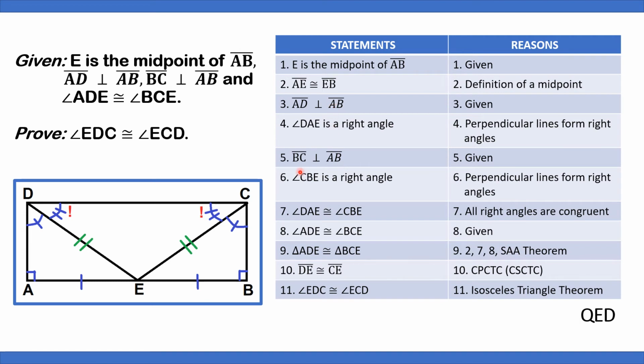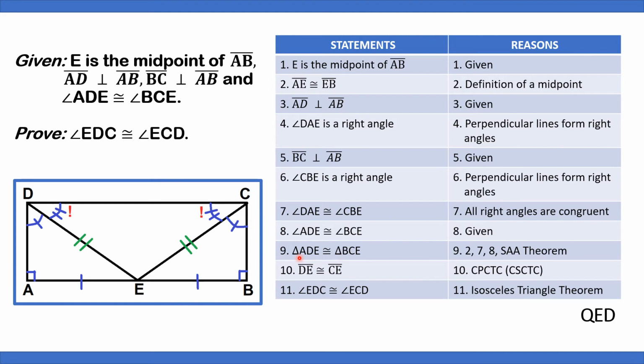Statement 5. Line segment BC is perpendicular to line segment AB, given. And statement 6. Angle CBE is a right angle because perpendicular lines form right angles. Statement 6 is the consequence of statement 5. Statement 7 is the consequence of statements 4 and 6. Angle DAE is congruent to angle CBE because all right angles are congruent. Number 8. Angle ADE is congruent to angle BCE, which is given.